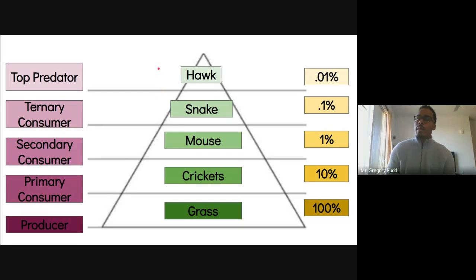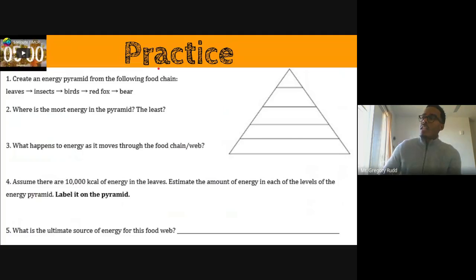All right. So I want you guys to do these practice problems in your notebook. We've got an example pyramid over here on the right side of the screen that you might want to copy down in your notebook. But I'm going to set a 5-minute timer, and you all will answer these questions, and then we'll talk about them.